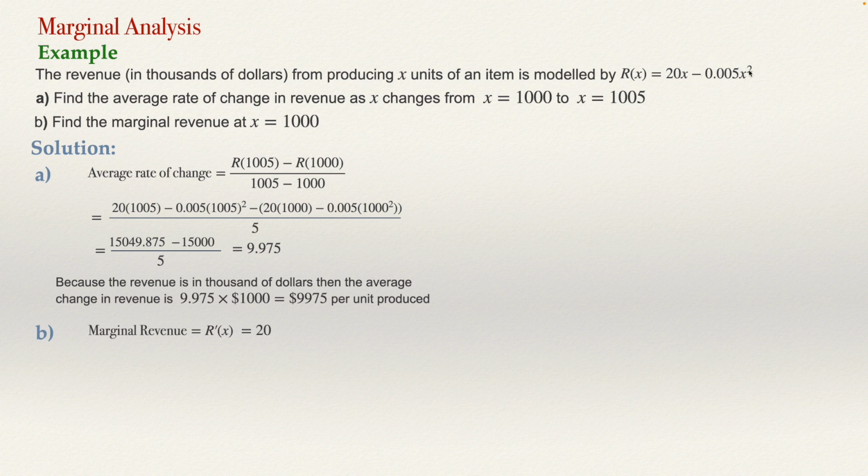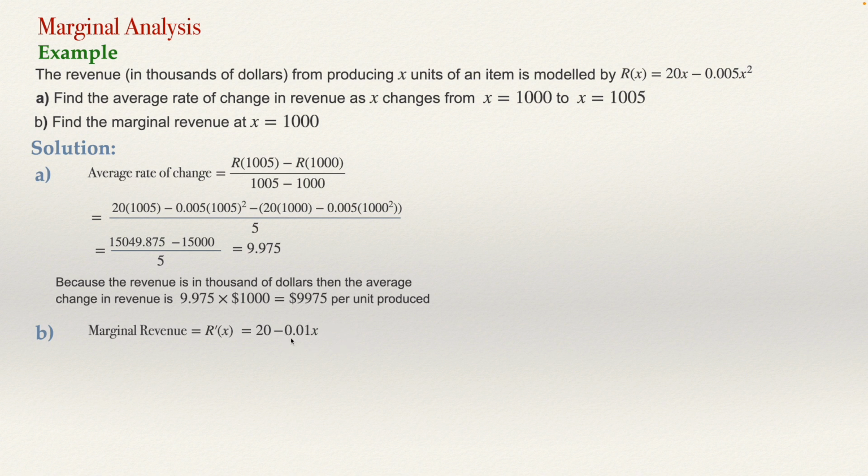So let's type this 20, and minus the derivative of the second term. The derivative of this, they have an exponent, so we need to multiply by this exponent. It will be 0.05 times 2, and the exponent is reduced by 1. It will be x to the power 1. So 0.05 times 2 is 0.1. So it will be minus 0.1x. So this is the marginal revenue.